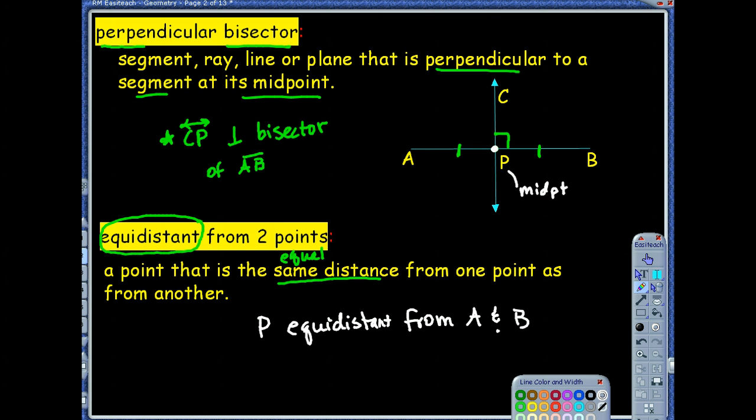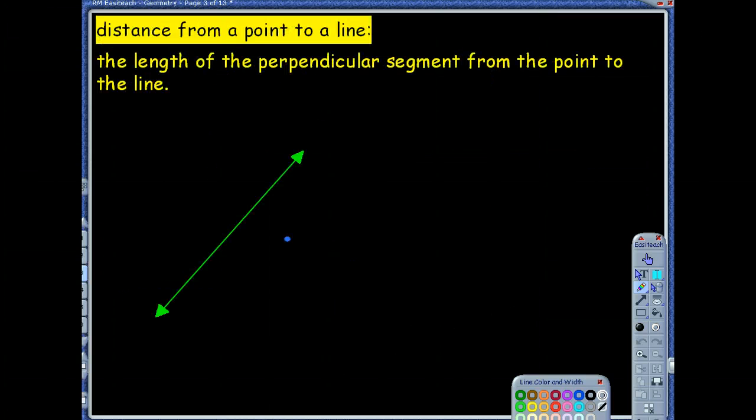The one thing about equidistant is that it's talking about the actual measure. So you're talking about AP is equal to PB. We're not talking about segments being congruent. The measures that are equal.